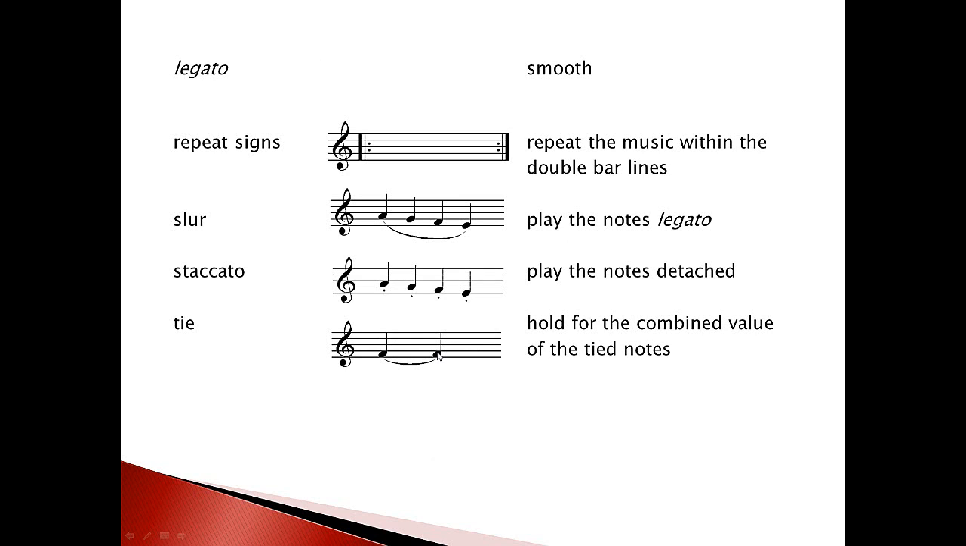So this is 1, 2, so we hold it for 1, 2, instead of playing it twice. Ties only occur between the same note, F, F here. You would never see a tie between 2 different notes because you can't hold 2 different notes. You can only hold the same note.